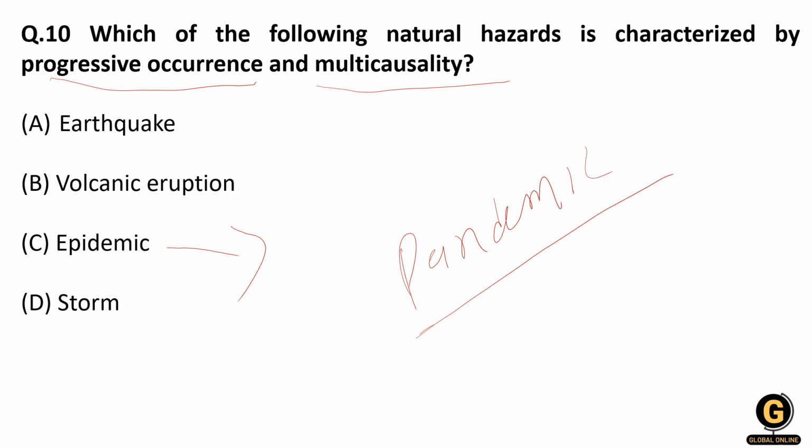This happens with a virus or any pathogen, and then many people get affected in a particular area, and there will be a lot of casualties. It is called an epidemic. So the correct answer is epidemic, and if it happens in several other continents or countries, we call it a pandemic.